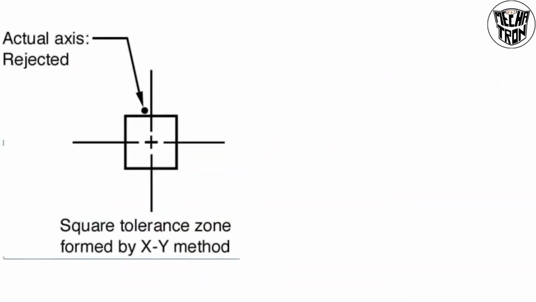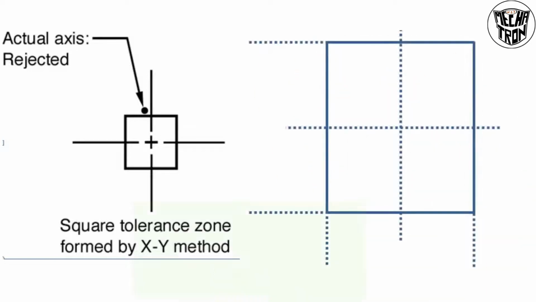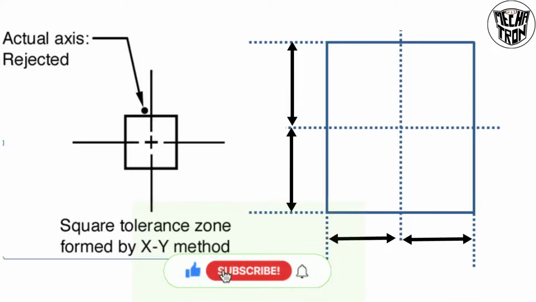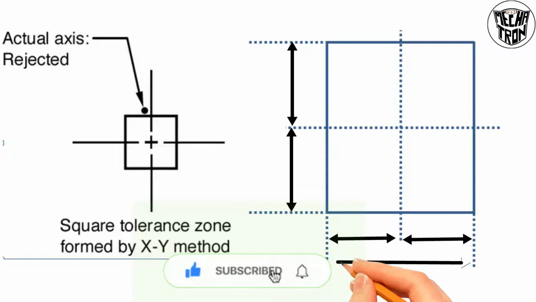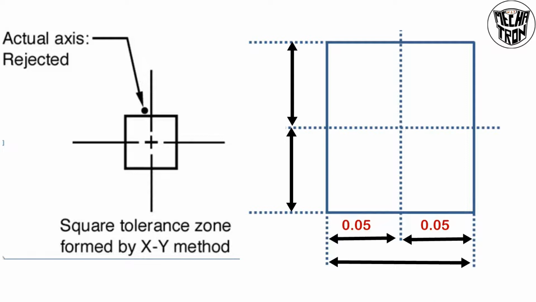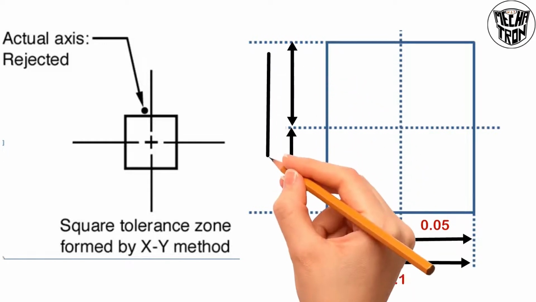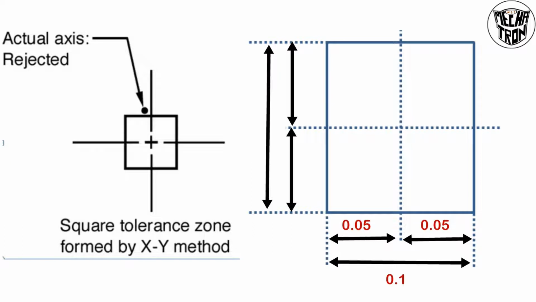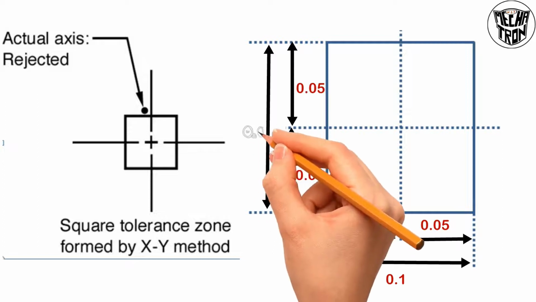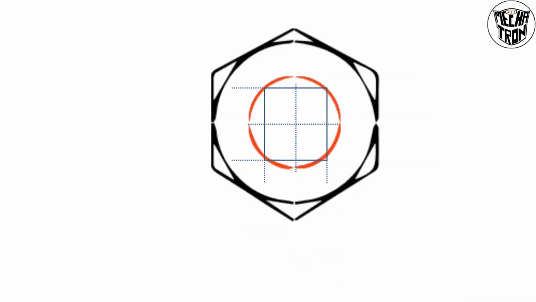Now we are going to see how to create the tolerance zone for this nut. Normally, the tolerance zone area is calculated by adding the value of plus or minus 0.05 mm. So in the horizontal direction, the tolerance zone distance is 0.05 mm plus 0.05 mm, equal to 0.1 mm. And also in the vertical direction, it is 0.05 mm plus 0.05 mm, equal to 0.1 mm. Then this tolerance zone is located at the center of the nut.